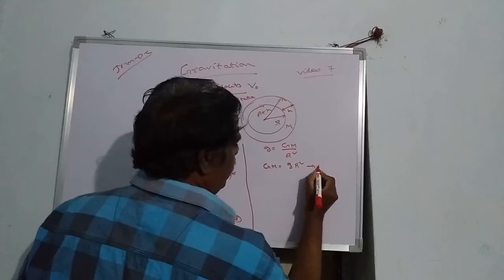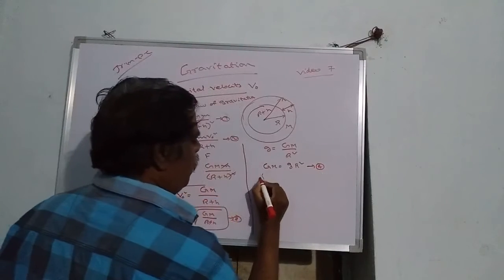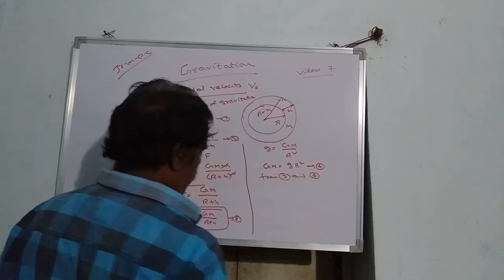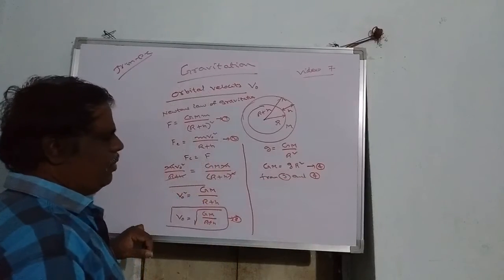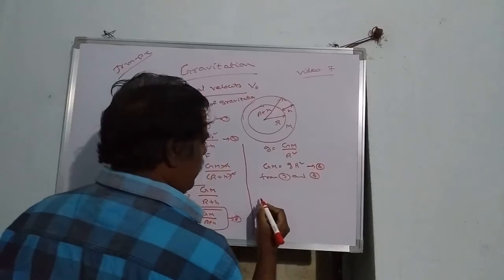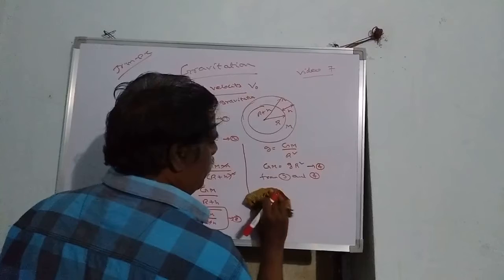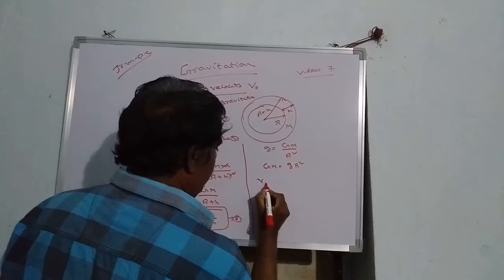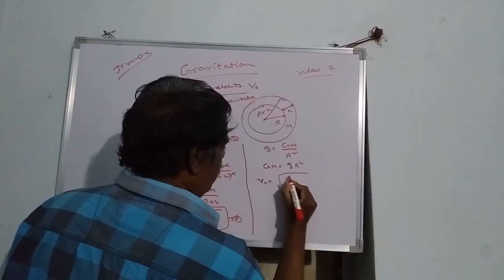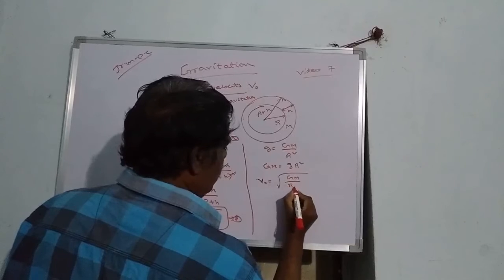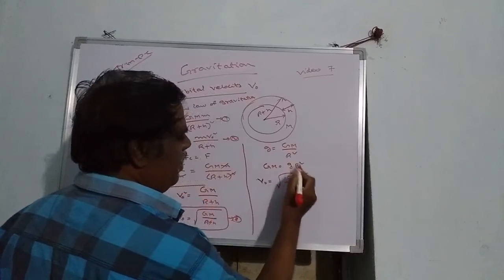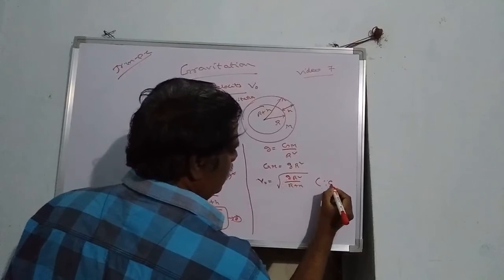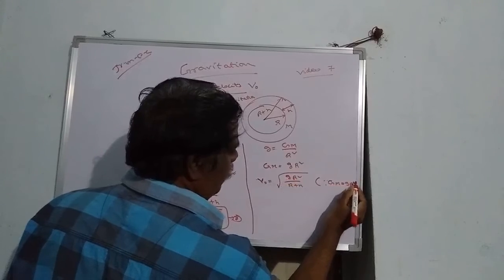Let us say it will be equation number 4. From 3 and 4, what is equation 3? v naught equals root over G M by r plus h. Therefore from 3 and 4, G M will be g r square. We write v naught equal to root over G M by r plus h, but the G M value will be equal to g r square. That means here we can write g r square, since G M equals g r square.